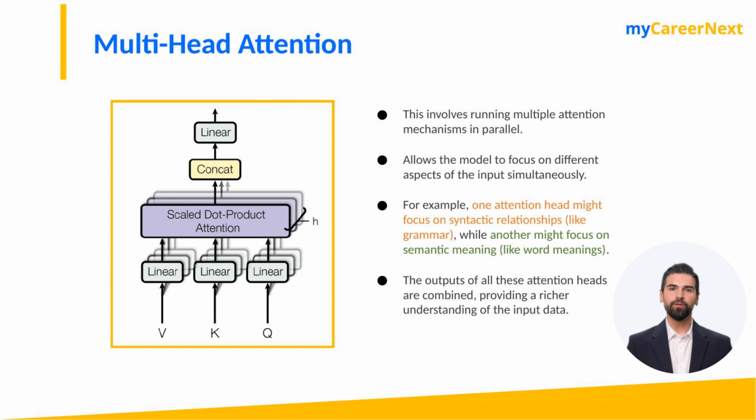One of the major advantages of transformers is multi-head attention. This involves running multiple attention mechanisms in parallel, allowing the model to focus on different aspects of the input simultaneously. For example, one attention head might focus on syntactic relationships, like grammar, while another might focus on semantic meaning, like word meanings. The outputs of all these attention heads are combined, providing a richer understanding of the input data.